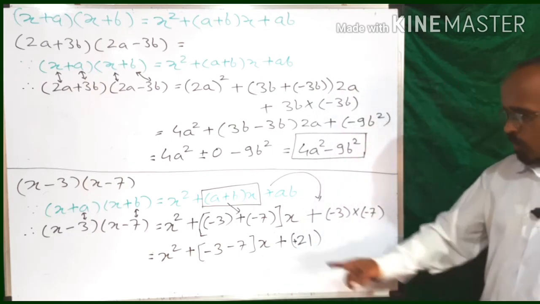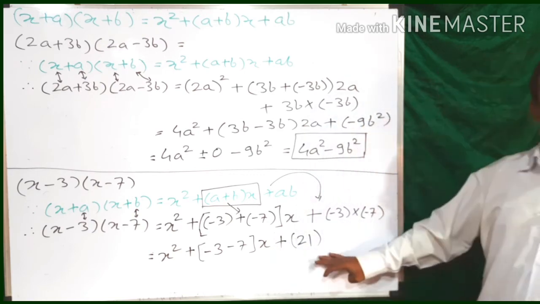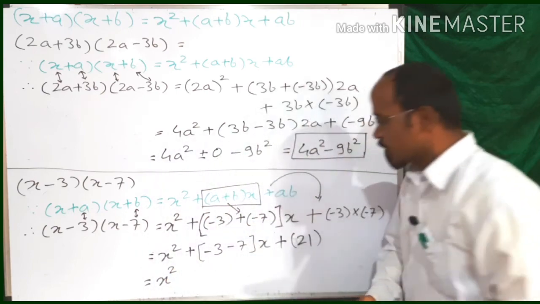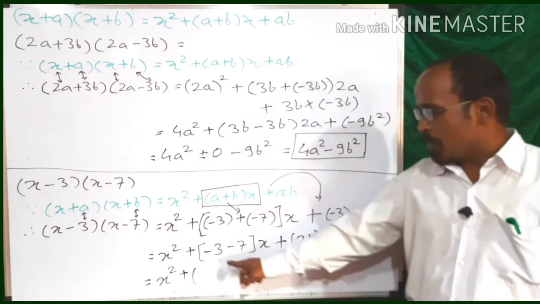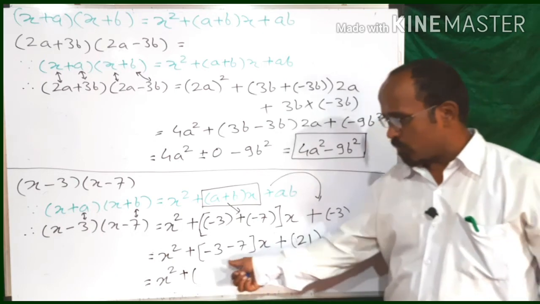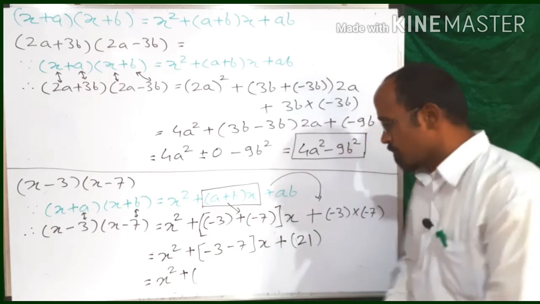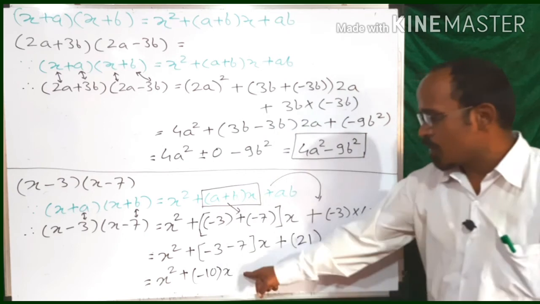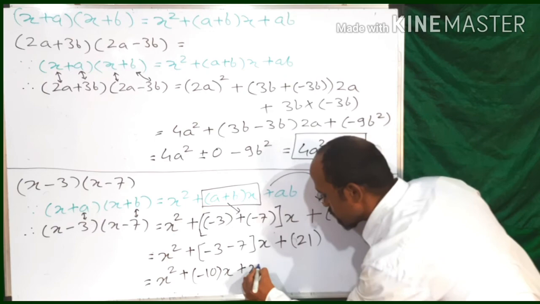If you write the plus, it is okay; if you don't write it, it's also okay. Up to this, x², this plus is part of the formula, into the bracket minus 3 minus 7. There is no multiplication or division symbol, so we do addition directly. Same signs, hence we add: 7 plus 3 is 10, so minus 10, into x. Minus 10 into x means 10 multiplied by x, plus 21.